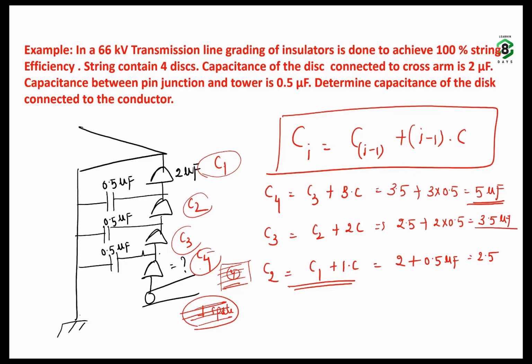Understand? Because of the economic problems and because of practical problems, industry never prefers non-identical things. Industry always prefers identical things. So grading of insulators is not practically done. Okay.